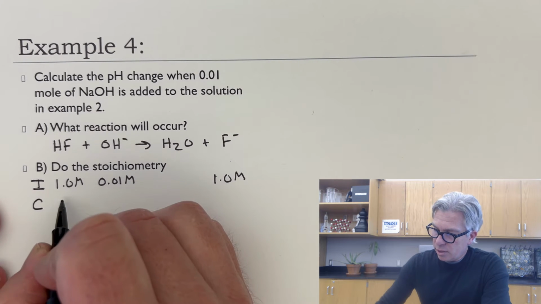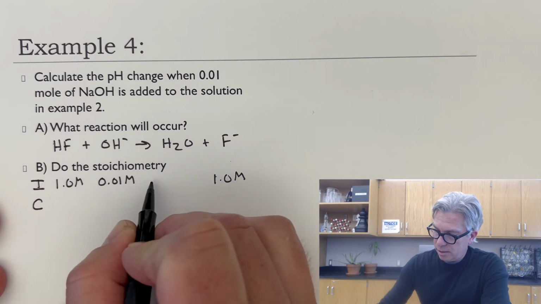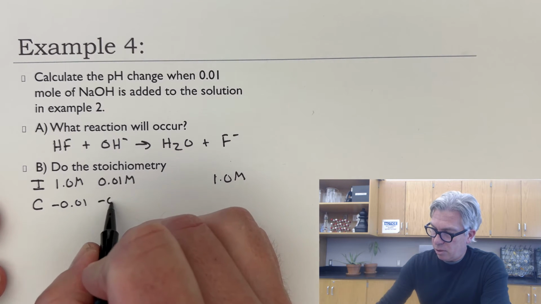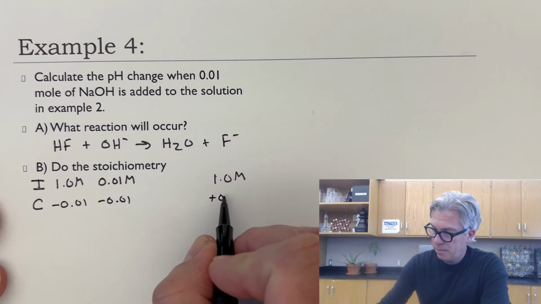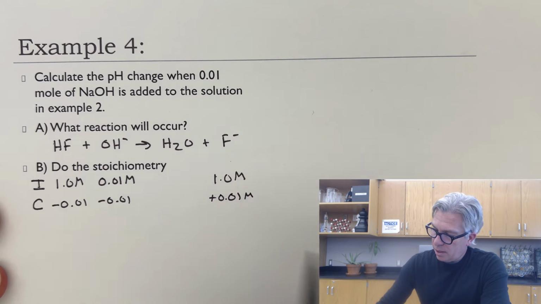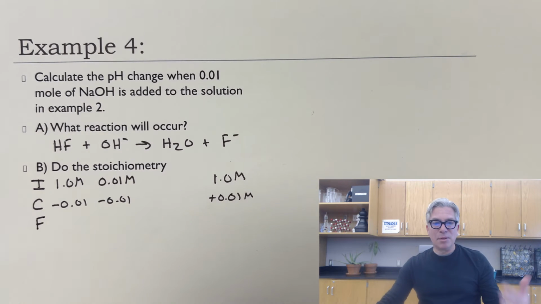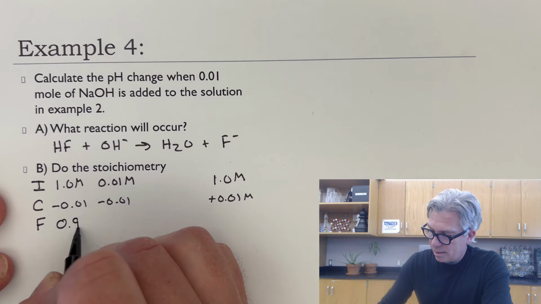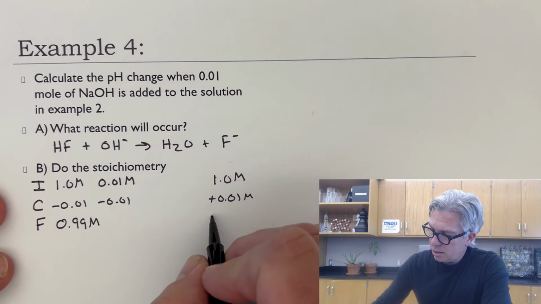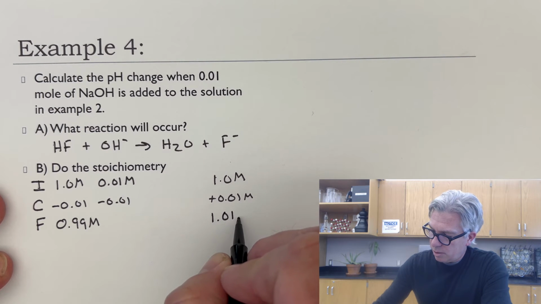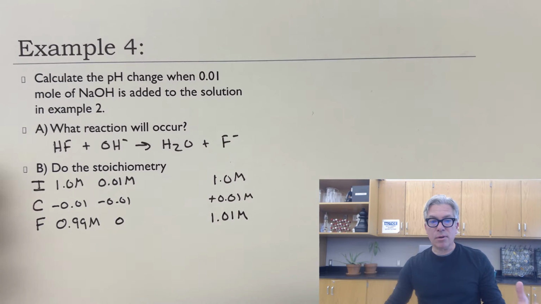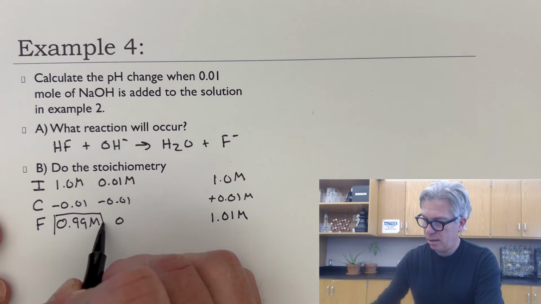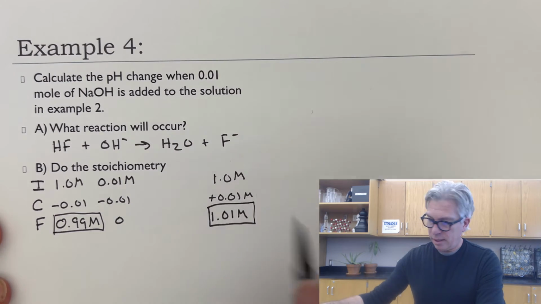This is actually going to go to completion. So this is going to go down by 0.01 because it's a 1-to-1 ratio, down by 0.01, and then up by 0.01. Okay? And I'm going to do an F here because it's not at equilibrium, but we're going to get our final concentrations here. This is going to drop to 0.99 moles per liter. This is going to go up to 1.01 moles per liter, and this is going to essentially be down to 0. It'll react completely. Okay, so these are our new concentrations of the two things.